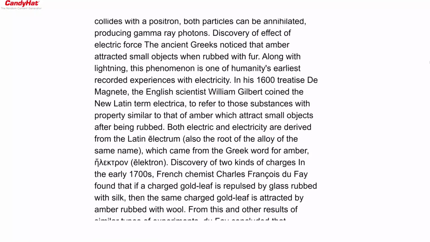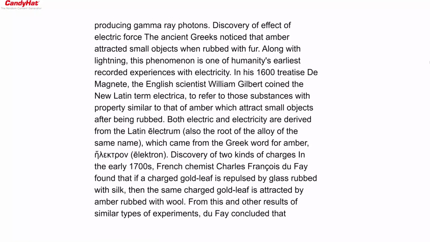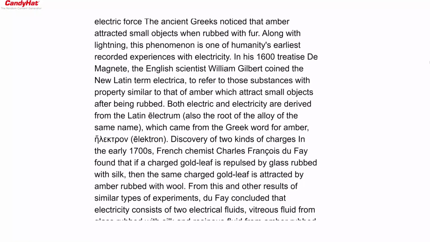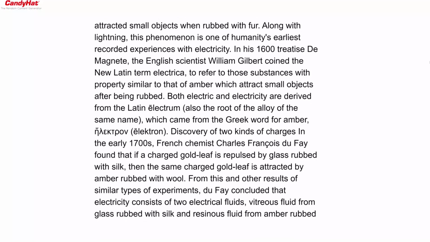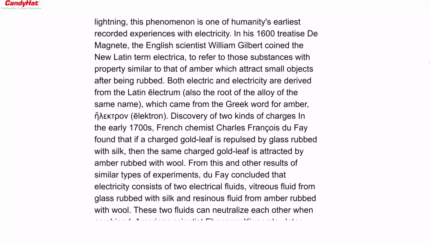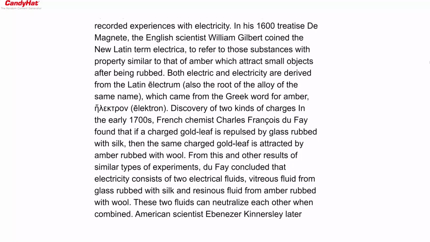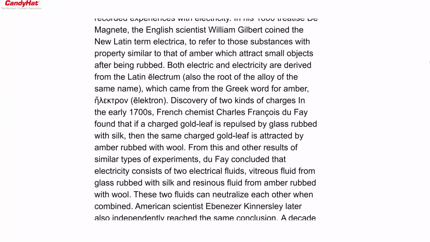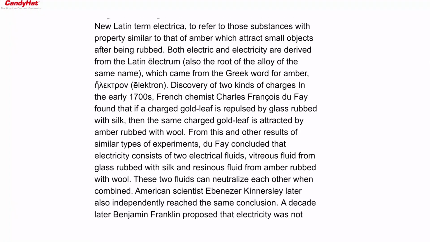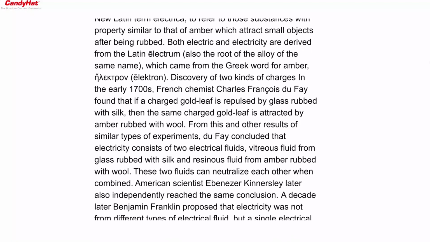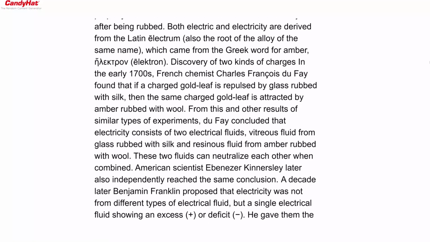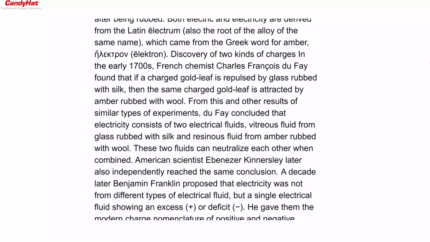In the early 1700s, French chemist Charles-François Dufay found that if a charged gold leaf is repulsed by glass rubbed with silk, then the same charged gold leaf is attracted by amber rubbed with wool. From this and other results of similar types of experiments, Dufay concluded that electricity consists of two electrical fluids, vitreous fluid from glass rubbed with silk and resinous fluid from amber rubbed with wool. These two fluids can neutralize each other when combined. American scientist Ebenezer Kinnersley later also independently reached the same conclusion.